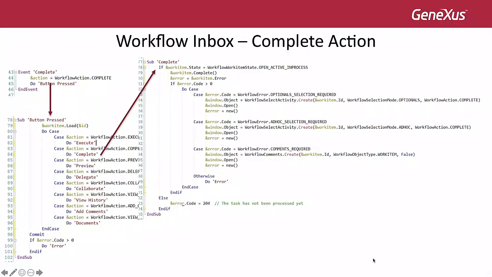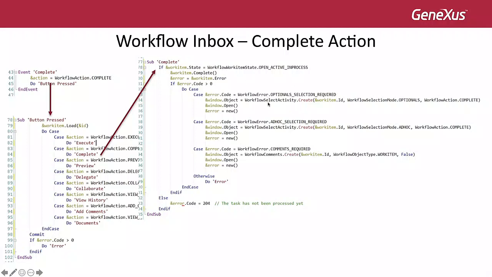And in this routine, it will check that the work item has the correct state before it continues. All the work items to be completed have to have the work item state open active in process. That means that it has been executed previously. If it has the correct state, it will complete the work item. That means that this work item is going to end and the next work items in the process will be created.